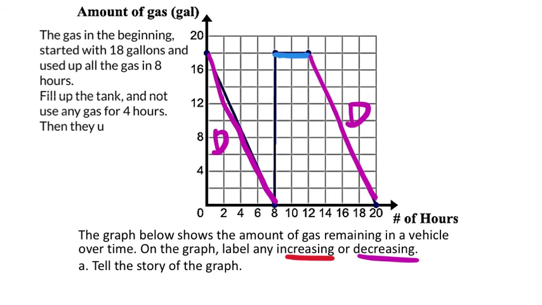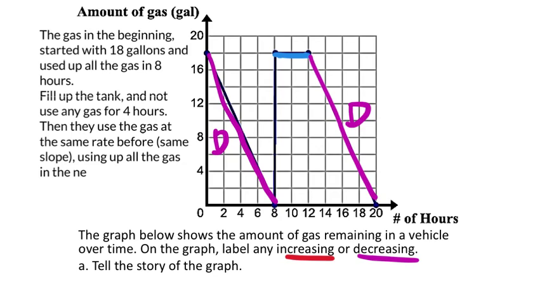Then they use the gas at the same rate as before. And again, that's because we're looking at the same slope on both purple lines. Using up all the gas in the next 8 hours. So they are at an empty tank at 20 hours.